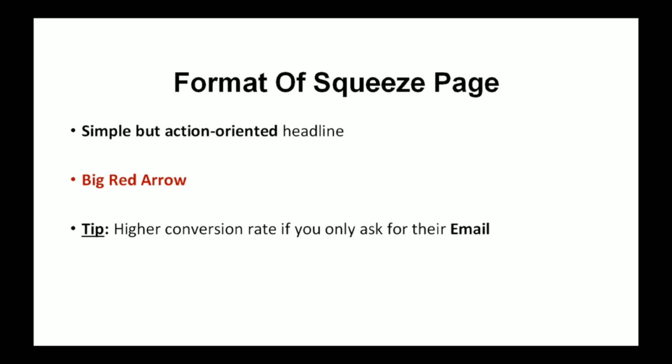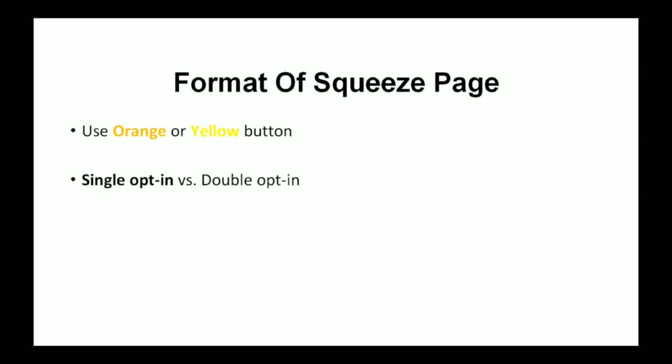It has been tested that if you only ask for their email instead of a name and email, it results in a higher conversion rate. Here's a small reminder for the opt-in form. Use an orange or yellow button. It's proven to create higher conversion rates as well. Don't use other colors, for the same reason. Use single opt-in instead of double opt-in. That's what I learned from my experience throughout the years.